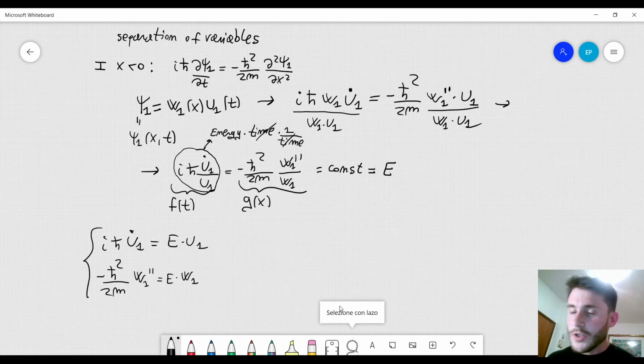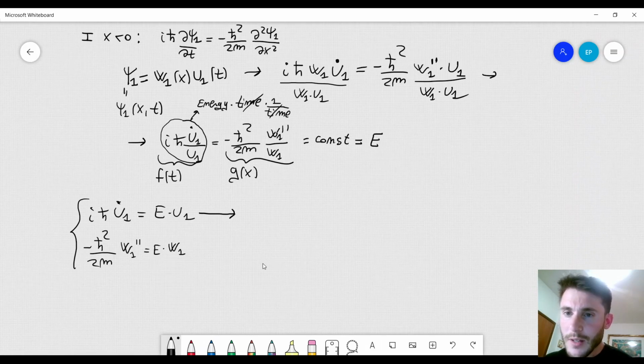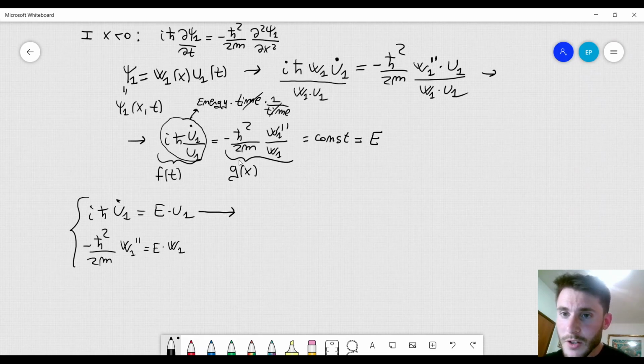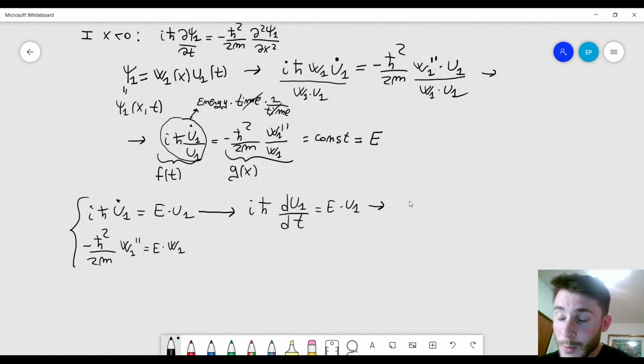Now we have to solve these two ordinary differential equations. I will start with the first one here. This is just a first order ordinary differential equation, and it can be solved by separating the variables here, time and the function u1, because we have I h bar du1 over dt equal to e times u1, which we can rewrite as I h bar du1 over u1 equal to e times dt.